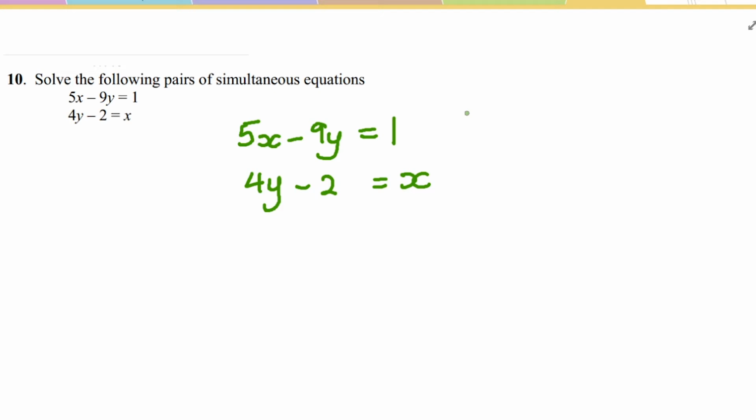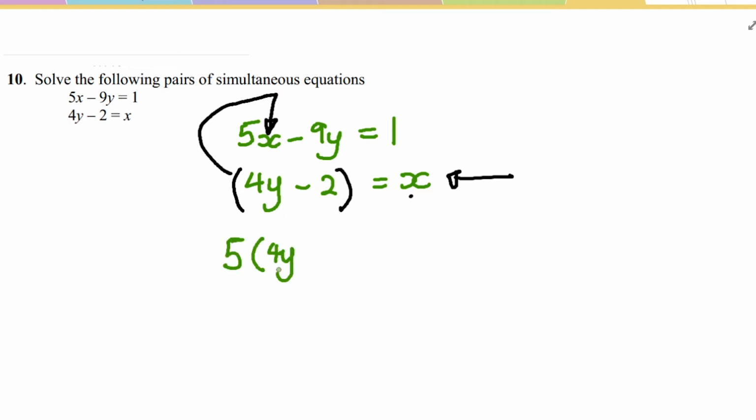So what we do here is use substitution because it is easier and more straightforward from this point. You can see that in the second equation, x has already been made the subject of the formula. So the easy thing to do is take whatever is on that side and fill it in for the value of x. That's what we call substitution. So this is 5 into the value of x: we put 4y minus 2, minus 9y is equal to 1.